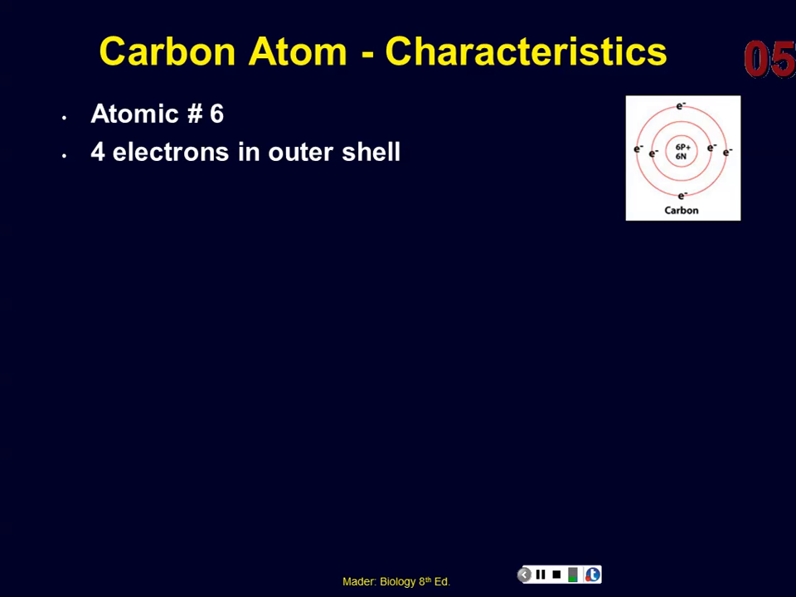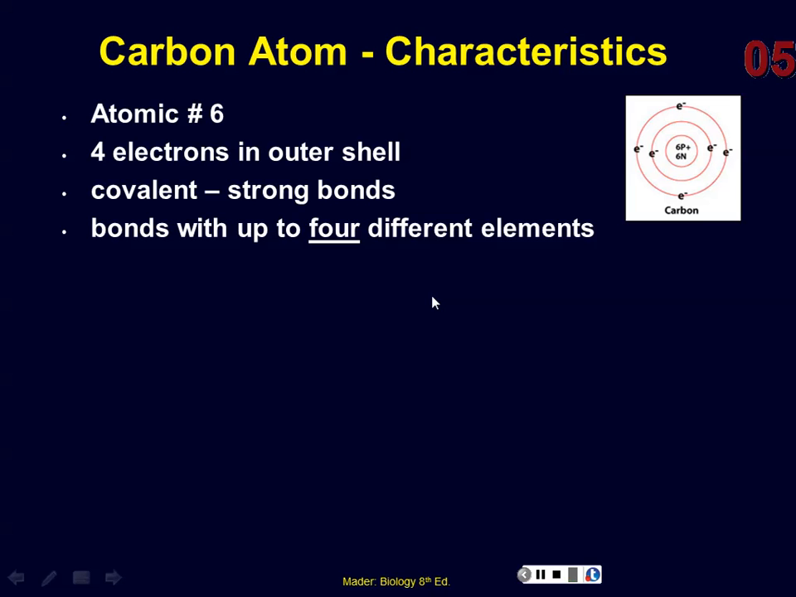Carbon loves to form covalent bonds. And we learned in chapter 2 that these are really, really strong bonds. And we also learned that atoms can covalently bond with more than 1 electron being shared. Sometimes you can have 2 electrons being shared or 3, and those would be double covalent bonds and triple covalent bonds. But with 4 electrons in its outer shell, carbon can bond with up to 4 different atoms. It can even bond with other carbon atoms to form these strong covalent bonds.